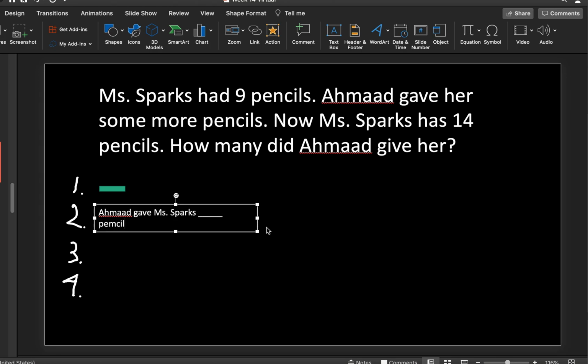You might be thinking, Miss Sparks, we kind of already solved this problem before. Oh, I love how you're thinking on that. So Ahmad gave Miss Sparks blank amount of pencils. That's what we have to figure out.